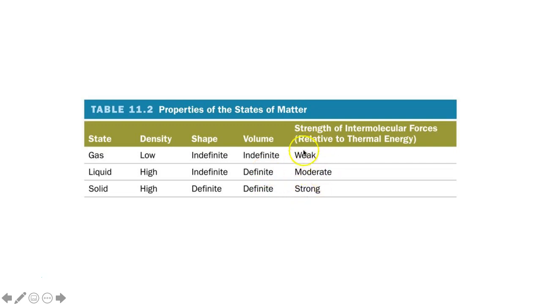And this is the last thing we want to look at over here, because that's what this whole video is really about: the strength of the intermolecular forces and how the different properties that we see, like boiling points and melting points, really derive from that.